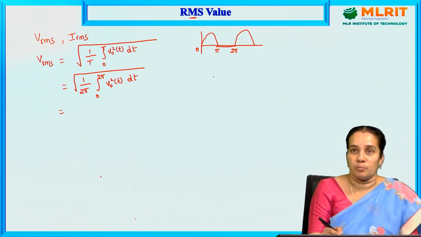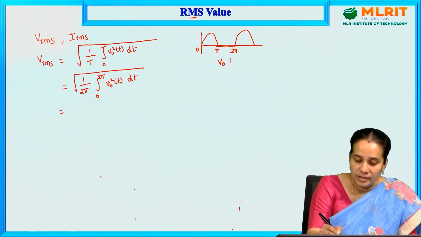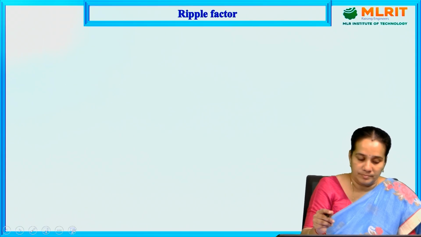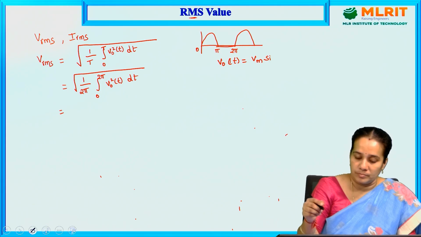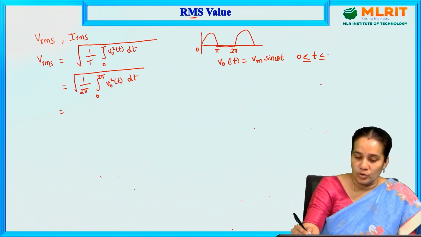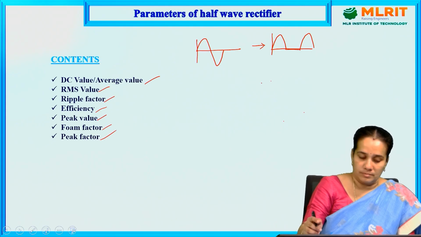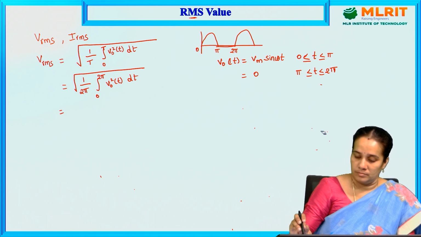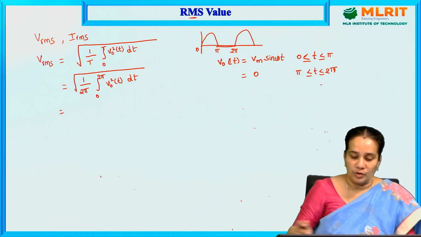Now, from this output, what can we write? V naught of t is equal to Vm sin omega t, if t ranges from 0 to pi, and V naught of t is equal to 0 if t lies between pi and 2 pi.